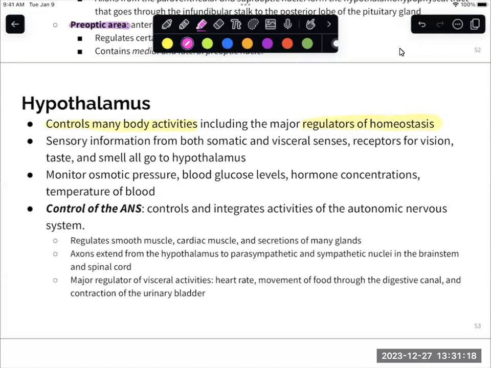So, sensory information. Visual, receptors for vision, taste, and smell go through this hypothalamus. Osmotic pressure, blood glucose, hormone concentrations, and temperature of the blood are all monitored in your hypothalamus. It helps to control this autonomic nervous system. So it helps to regulate smooth muscle, cardiac muscle, and glands. Heart rate, movement of food through the digestive tract, and contraction of the urinary bladder come through this hypothalamus.